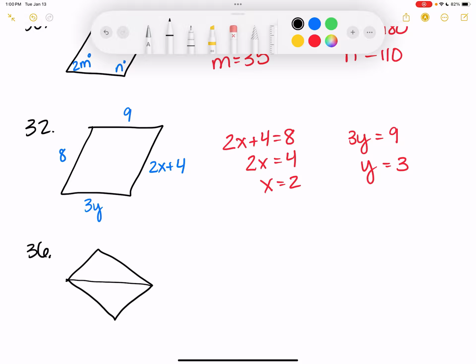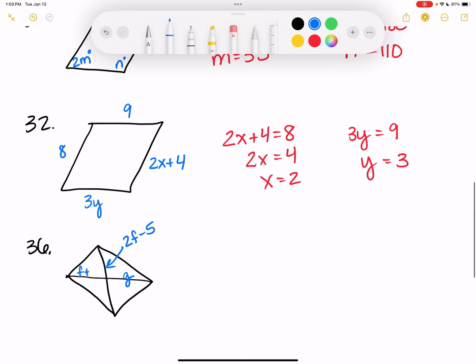It's a little more like a diamond. These values are going to be a little harder for me to write inside, so I'm going to draw little arrows to them on some of them. So this one is 2f minus 5. This one is g. This one is f plus 2. And that one here is 5f minus 17.